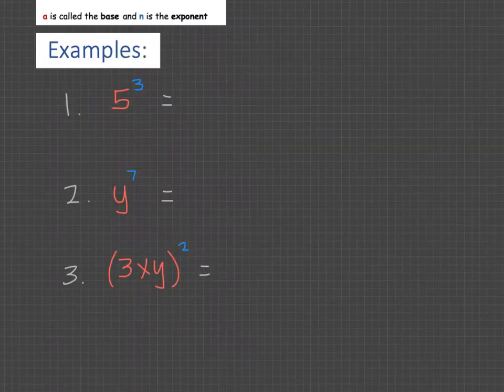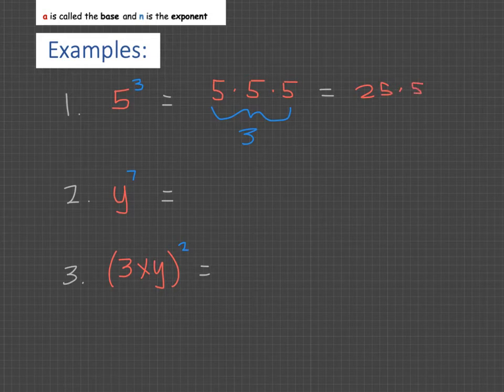Let's look at some examples where we apply the definition to, first of all, a real number, 5. If we have a base of 5 and an exponent of 3, that means we take 5 and multiply it by itself 3 times. So 5 times 5 times 5. There are 3 5s. And we can evaluate that. Of course, 5 times 5 is 25, times 5 is 125. So 5 to the third, or 5 to the power of 3, is 125.